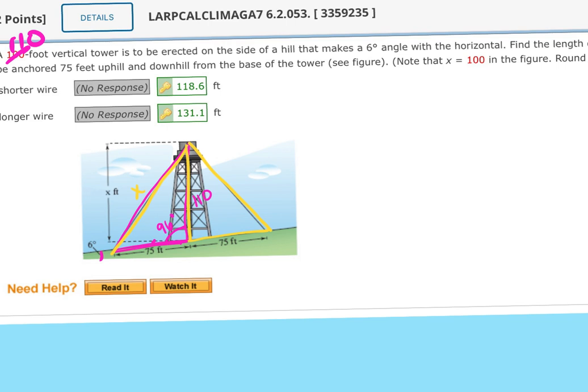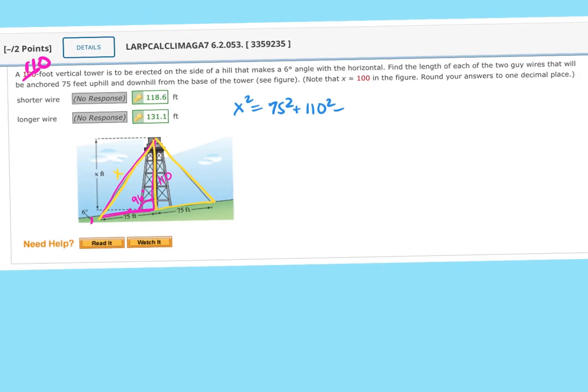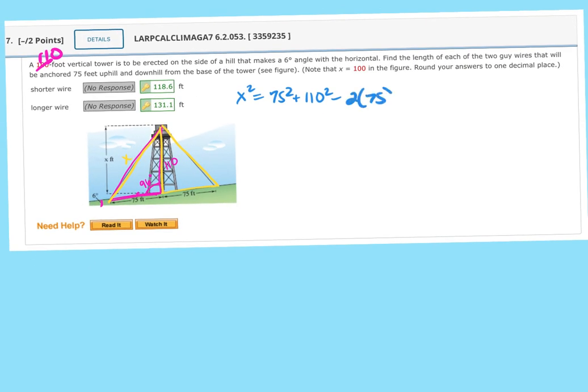This one, well, her question had 110 instead of 100 for the height of the tower. That's why I changed it. But it would have been 100. Either way, you have side angle side. So to get the longer wire, which we're calling x here, x squared would equal 75 squared plus 110 squared minus 2 times 75 times 110 times the cosine of 96.